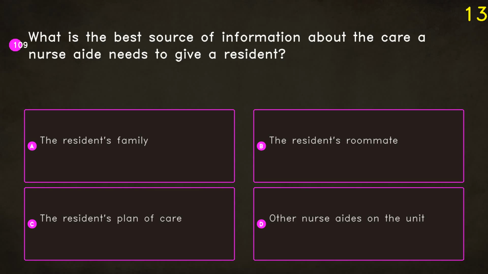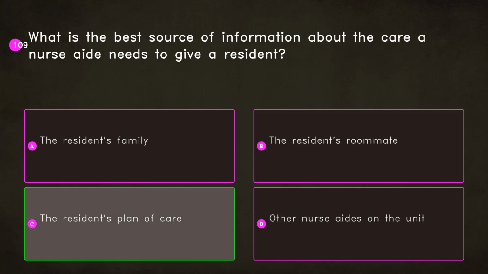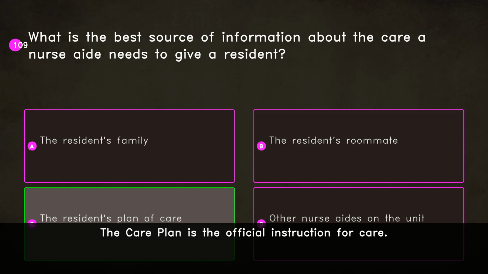Question 109. What is the best source of information about the care a nurse aide needs to give a resident? A. The resident's family. B. The resident's roommate. C. The resident's plan of care. D. Other nurse aides on the unit. The correct answer is the resident's plan of care. The care plan is the official instruction for care.